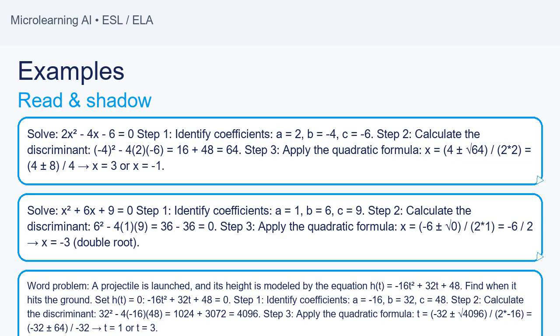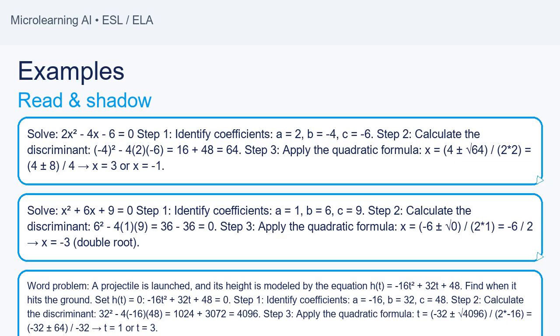Solve x squared plus 6x plus 9 equals 0. Step 1. Identify coefficients. a is 1, b is 6, c is 9. Step 2. Calculate the discriminant. 6 squared minus 4 times 1 times 9 equals 36 minus 36 equals 0. Step 3. Apply the quadratic formula. x equals negative 6 plus or minus 0 over 2 times 1, equals negative 6 over 2. x equals negative 3, a double root.